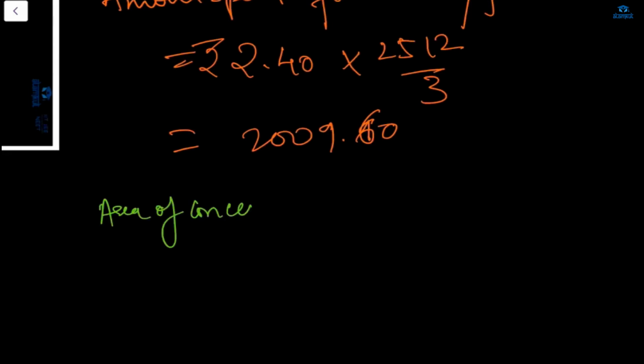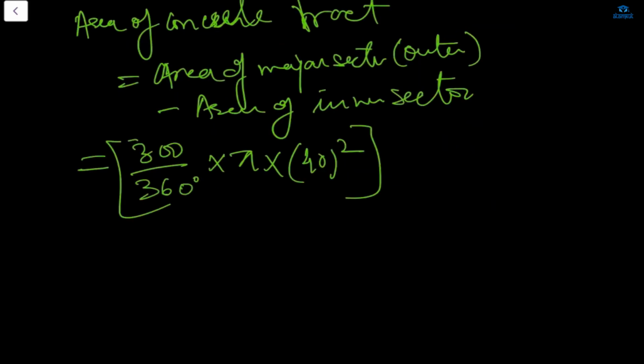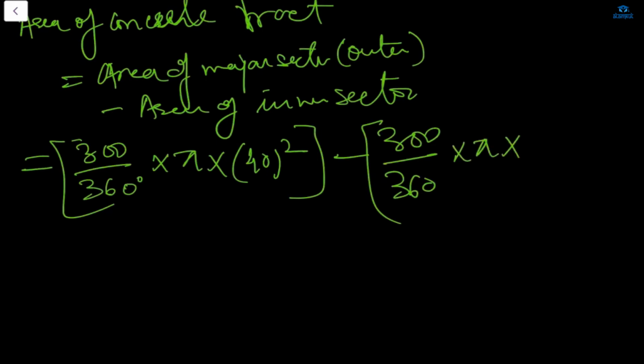So let's find out here. Area of the concrete track is equal to this, the area of the major sector of the outer one. Now we are going to subtract the area of the minor one. Again the same angle it will be holding at the center, multiplied by pi multiplied by 40 minus 15, so it will be 25.